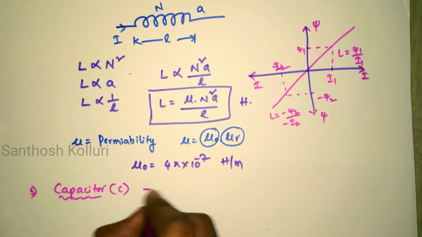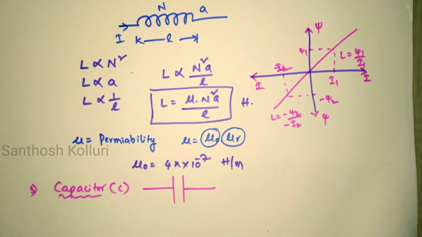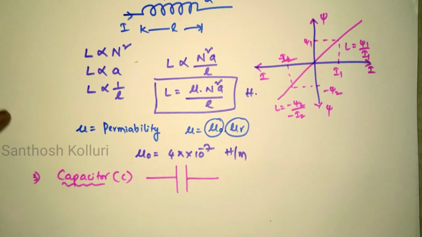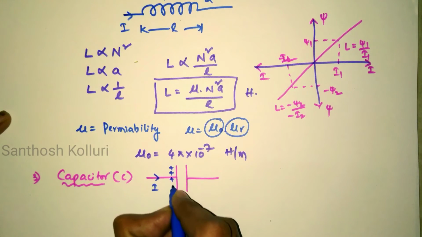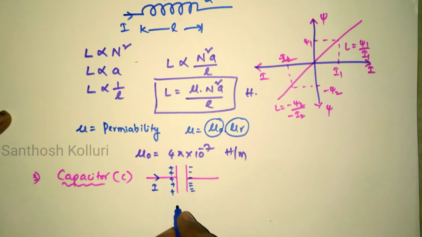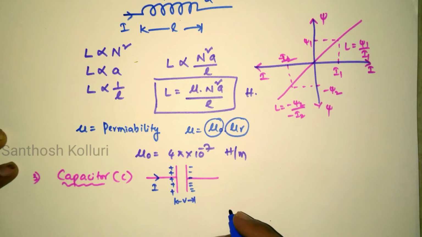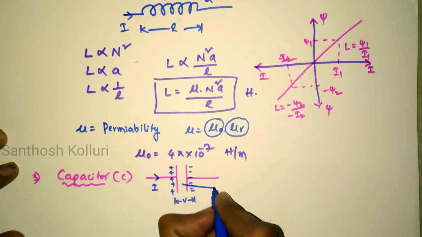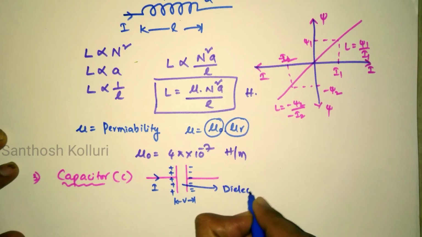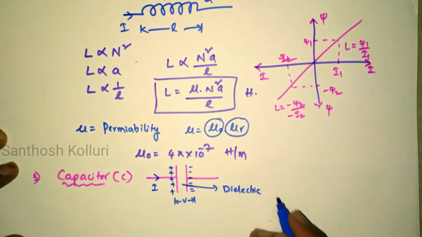The capacitor is represented with C, and the symbolic representation is like this. With current I flowing through the capacitor, one plate is shown as positive and the other plate as negative, and across this we have a certain voltage called the capacitive voltage. This is the dielectric medium.